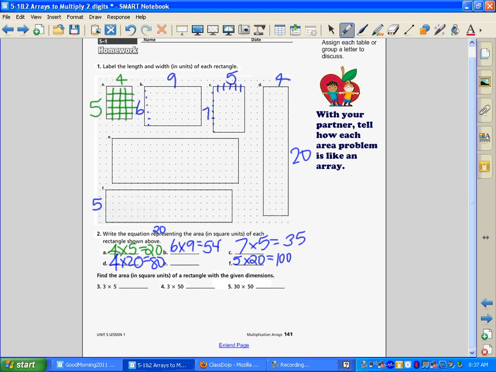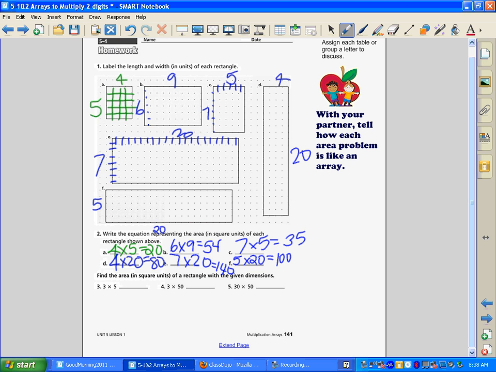E. Who had E? Nobody. This table had E. 7 across, 7 down. 1, 2, 3, 4, 5, 6, 7. It's 100. 1, 2, 3, 4, 5, 6, 7, 8, 9, 10, 11, 12, 13, 14, 15, 16, 17, 18, 19, 20. So 7 by 20, 140.